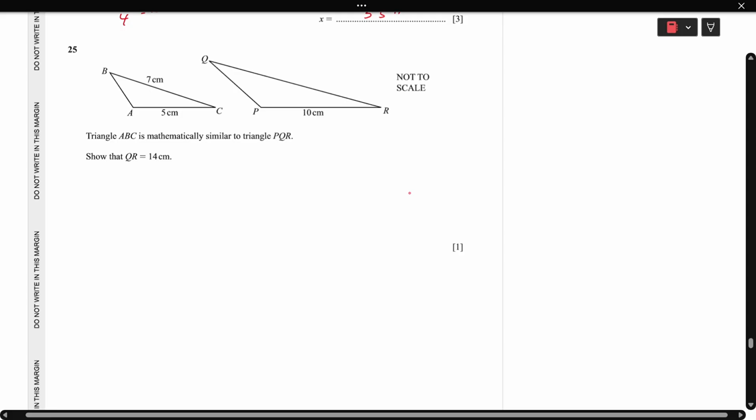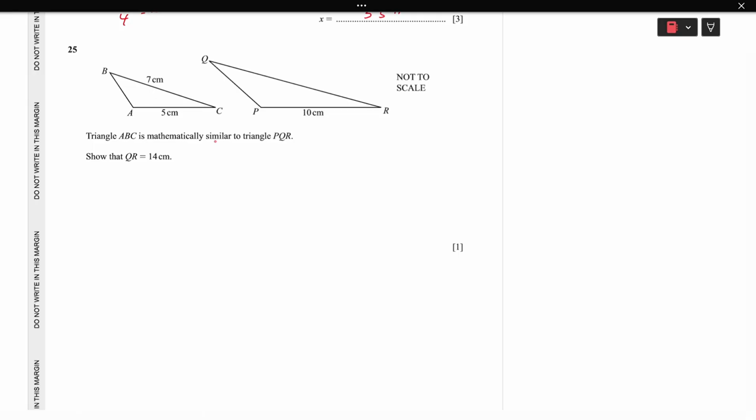Okay, next question number 25. There are two triangles given, both ABC and PQR are mathematically similar. So here the scale factor is the important one. First, to find the scale factor, this side is given, so down and down. Scale factor equals the longest triangle's side, 10, over the smallest triangle's side, 5, which is 10 divided by 5, 2. So we got the scale factor. When we multiply the small side by 2, we get the longer side.